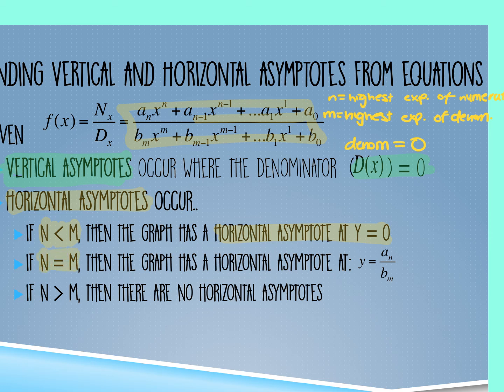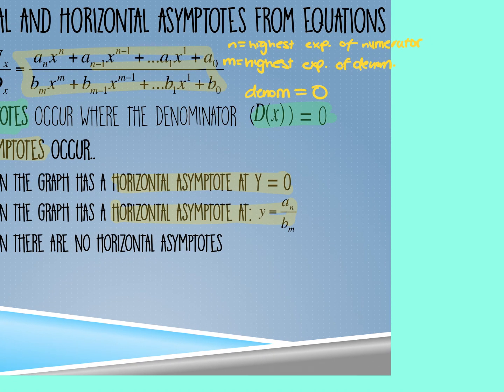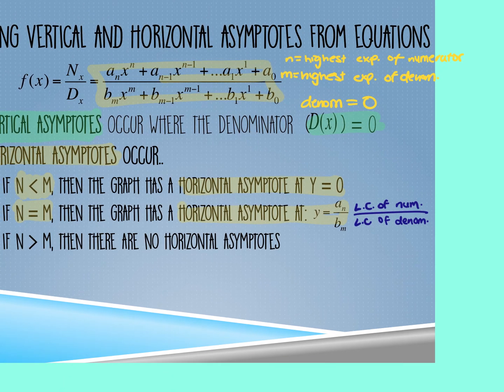If they are equal, if the highest exponent in the top is the same as the highest exponent in the bottom, if n equals m, then the horizontal asymptote occurs at y equals the leading coefficient of my numerator over the leading coefficient of my denominator. What's leading coefficient mean? The number on that highest exponent. So the number on the front of the one that has the highest exponent. That's if the exponents are the same, okay?